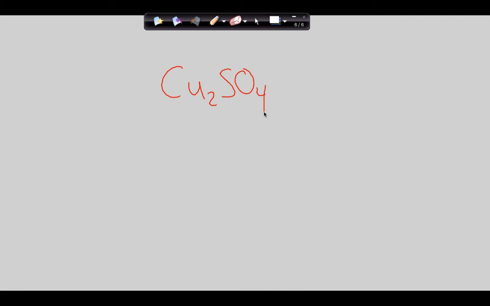Because guys, and some of you are going to do this on the test, I'll just tell you right now from experience. You're going to see this and your brain is going to go, prefixes are easier. That's what I'm going to do. I'm going to call this dicopper monosulfur tetroxide. No, this is copper 1 sulfate. And if you don't understand why it's copper 1 sulfate, you're still in trouble.